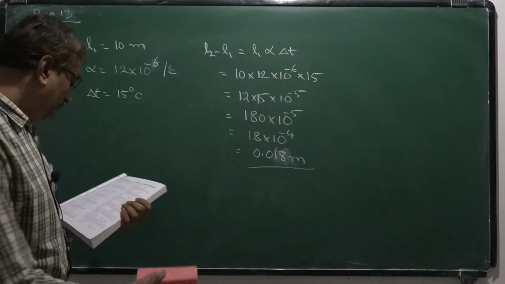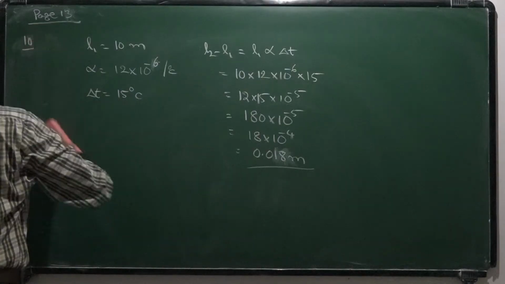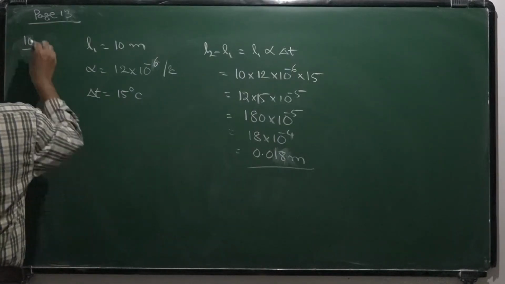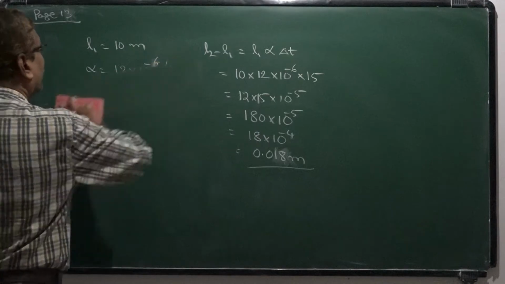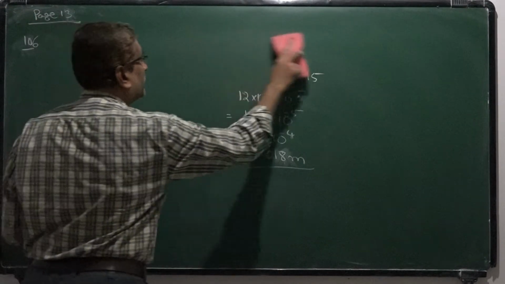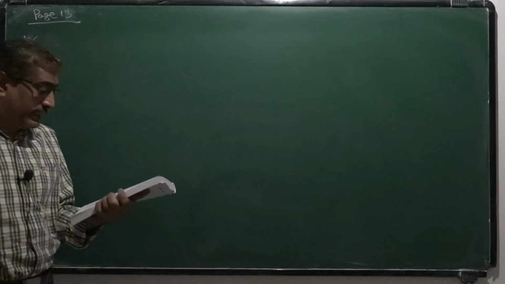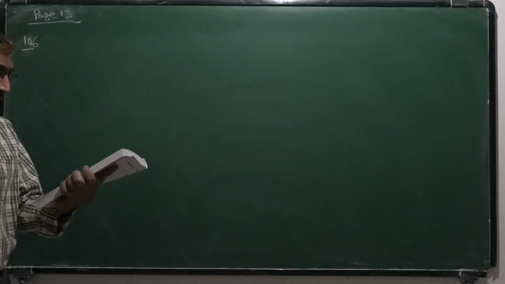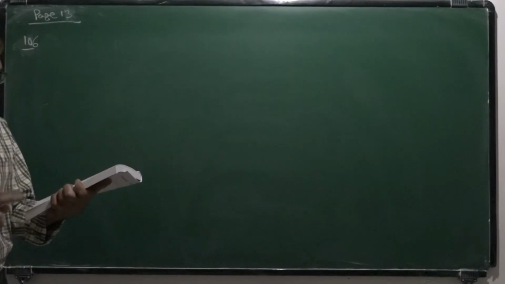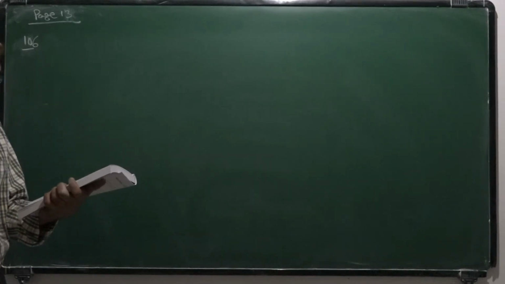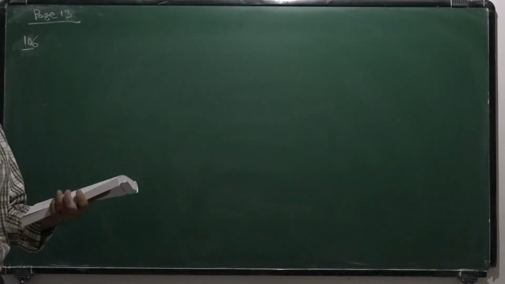Next, 106. Two metal rods have coefficients of linear expansion 1.1 into 10 to the power minus 5 per degree centigrade and 1.65 into 10 to the power minus 5 per degree centigrade respectively. The difference in length is 10 centimeter at all temperatures. Their initial lengths must be respectively.